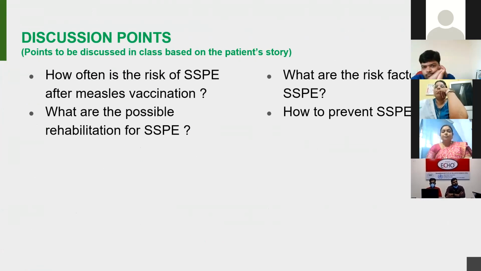Discussion points. How often is the risk of SSPE after measles vaccination? What are the possible rehabilitation of SSPE? What are the risk factors of SSPE and how to prevent it?